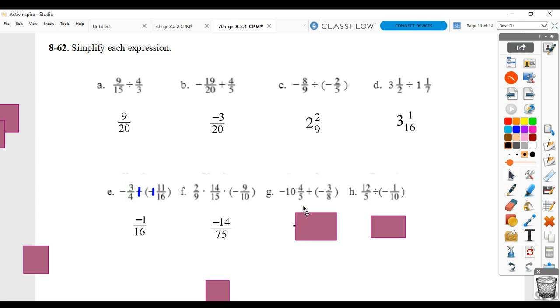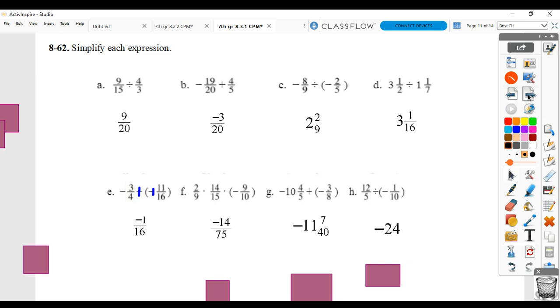For G, you should get a common denominator of 40. Change them both to 40ths, and then the final answer there is -11 7/40. And H again would be a keep change flip. Then simplify, you get -24. So again, make sure for all of these you have work shown.